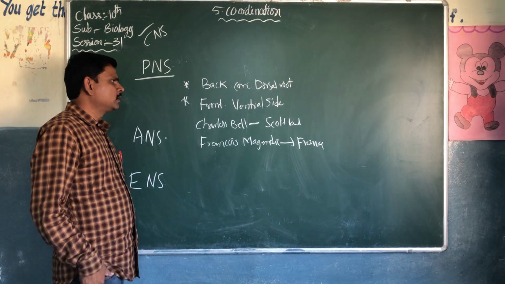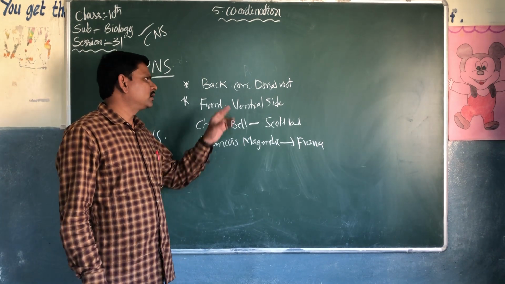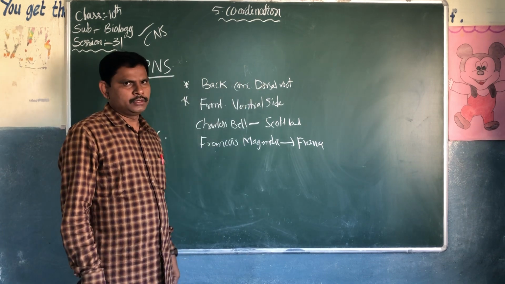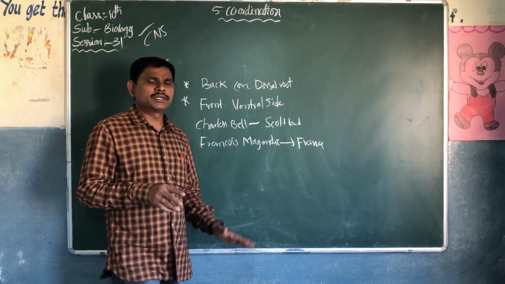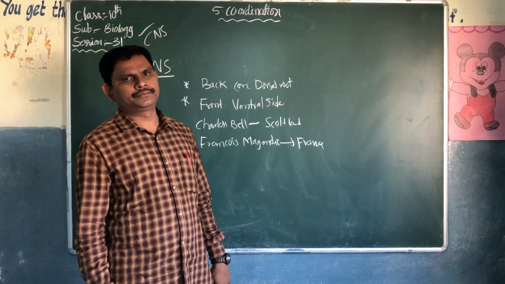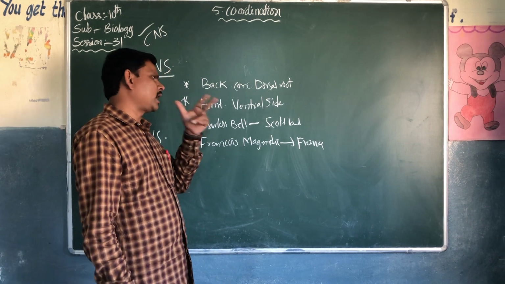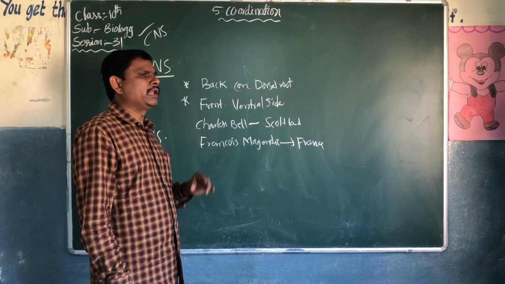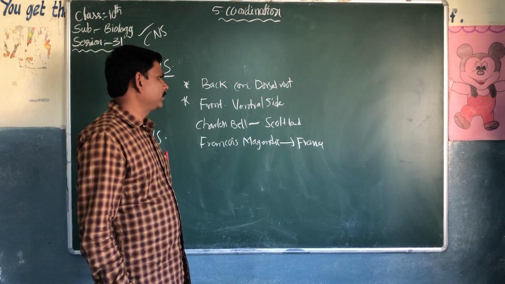What happens? They destroyed the backside roots, the dorsal roots. When the dorsal roots were cut by these two scientists, they observed the animals very carefully, and they did not see any movements in the body.